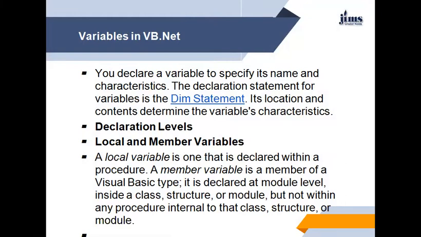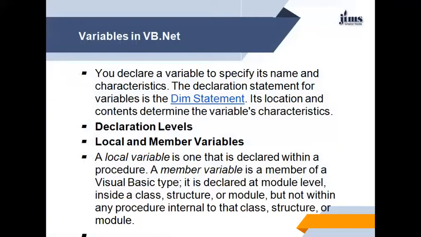As you know, variables are used to hold some value. So you declare them in Visual Basic .NET, or as in VB also. If you want to declare a variable, you can declare it with the help of the Dim keyword. So you declare a variable to specify its name and characteristics. The declaration statement for a variable is the Dim statement.